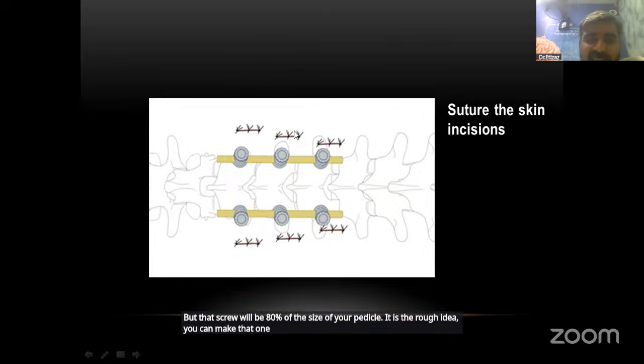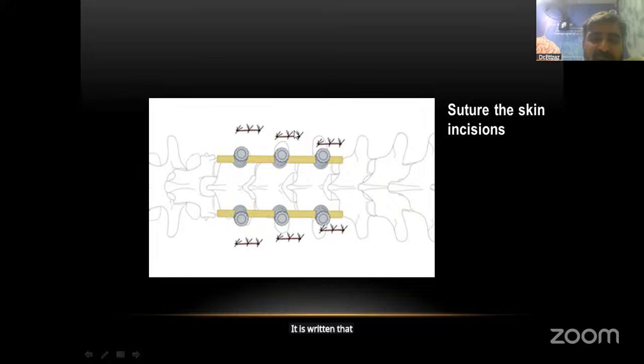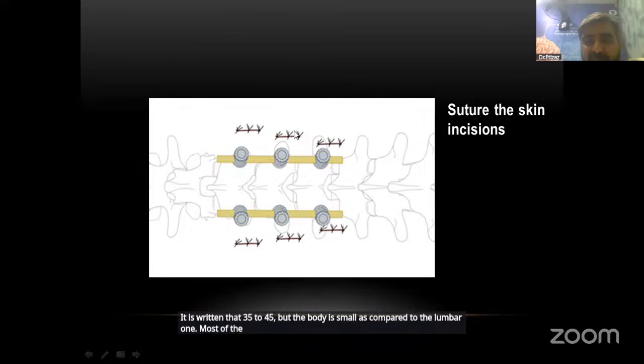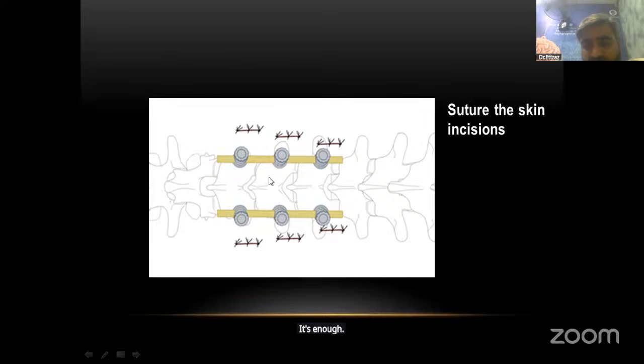But the standard trajectory length is written as 35 to 45. The body is small as compared to the lumbar one, so most of the pedicle screws are passed in the range of 35 to 40. It's enough. Start from 35.